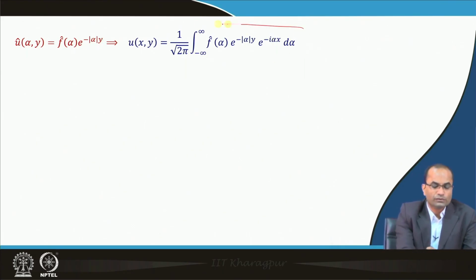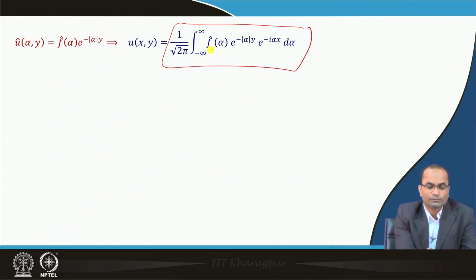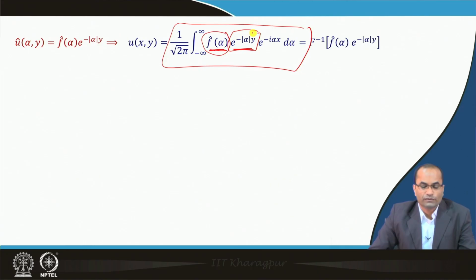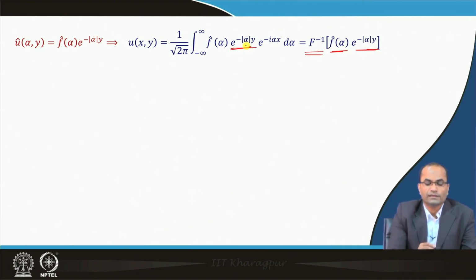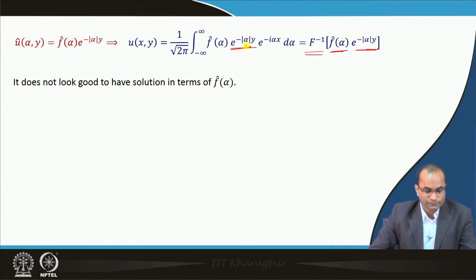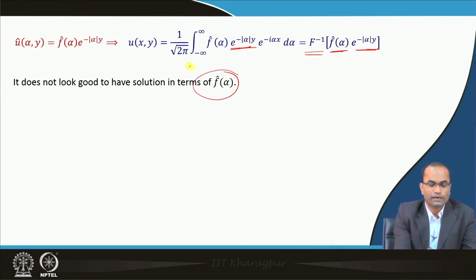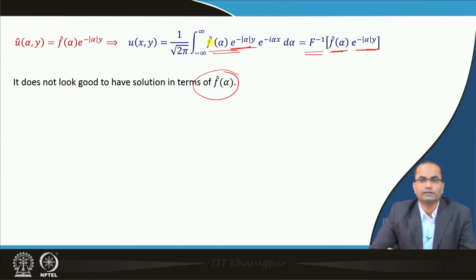Now, the question is how to simplify this, because we have the product of two transforms. One is f hat(alpha), and there is also a transform of some function, we will find out which function. So, this is the inverse Fourier transform of f hat(alpha) and e^(-|alpha| y). Obviously, we do not have to leave the solution in terms of f hat(alpha); as usual, we will get back to f finally, and that will be the solution.